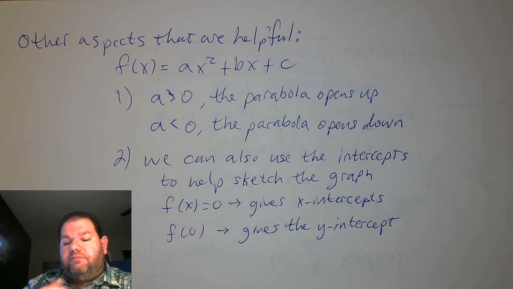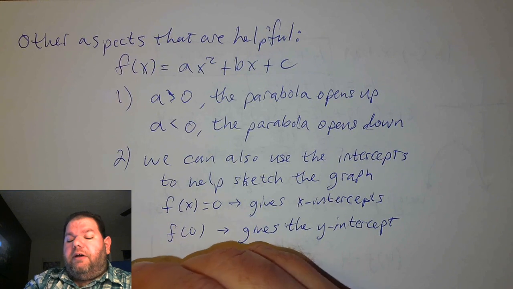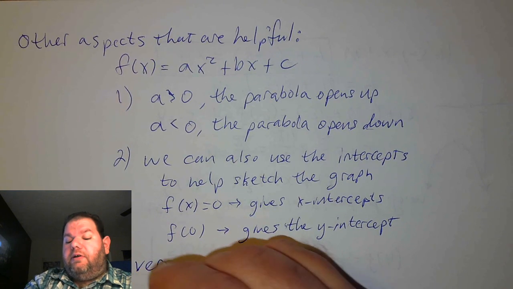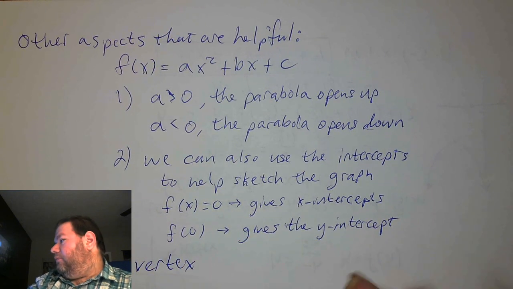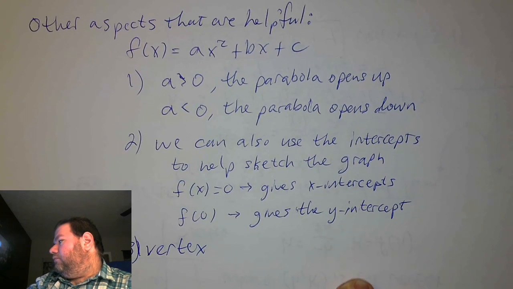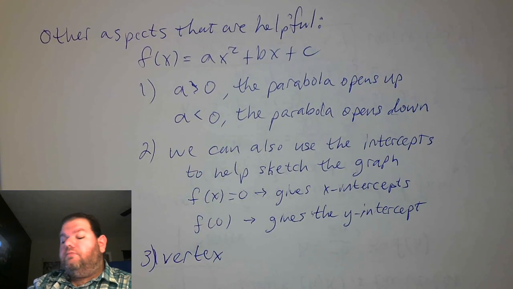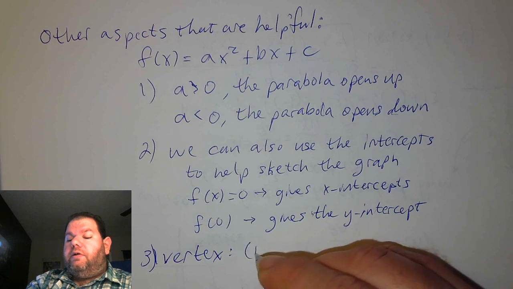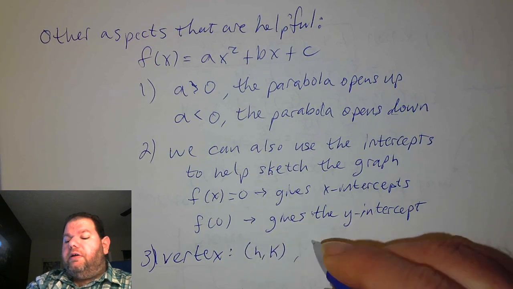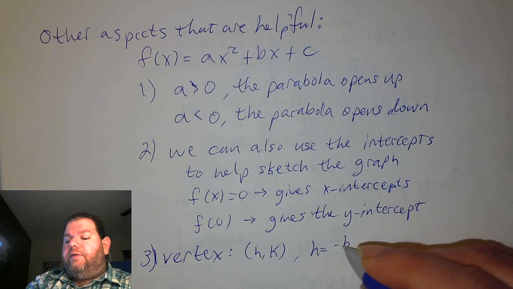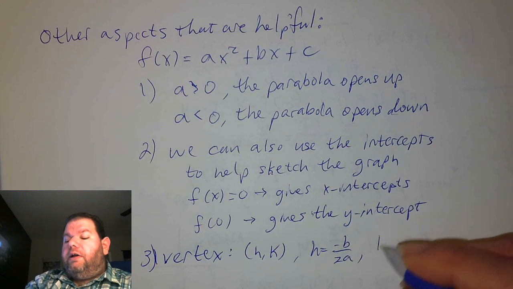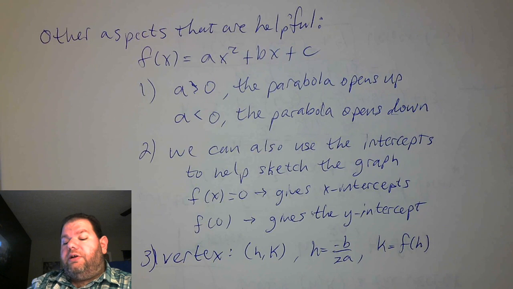So we also have the vertex h comma k, where we said h is negative b over 2a, and k is f of h. So we have that as well. And generally, we'll find the vertex before we find the intercepts. That's the typical course of action there.